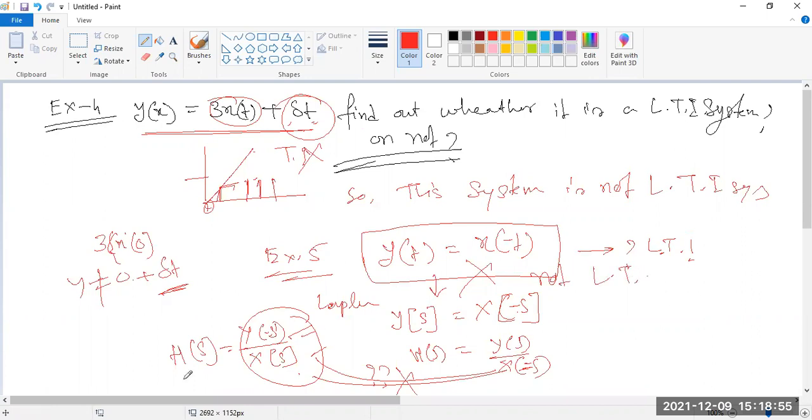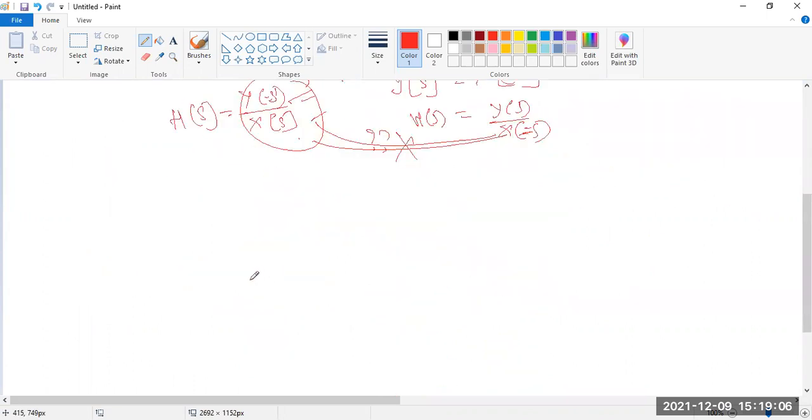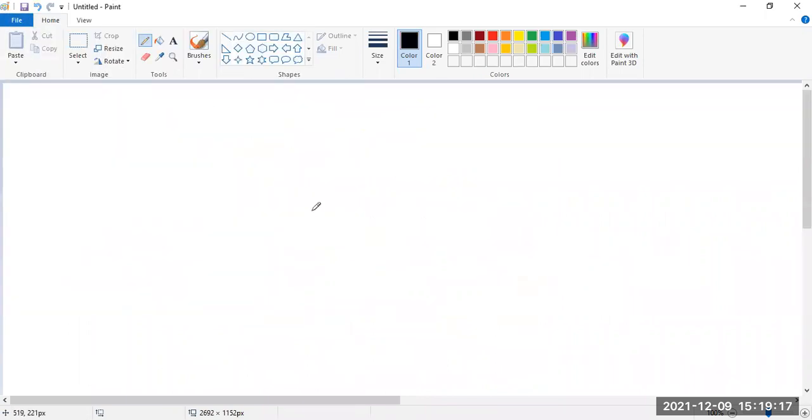Okay, and now we go for some more. This is also only for checking. But some questions are there: how do we handle an LTI system? In the next topic, we are going for LTI systems, where you can confidently say yes, it is an LTI system. But we can see some operations of LTI systems.